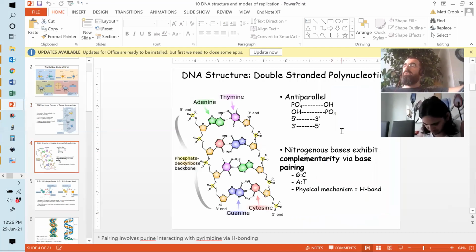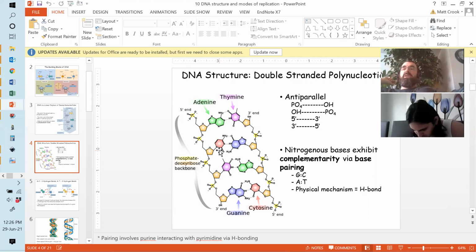Again, as recap, anti-parallel, right? So one strand is going in one direction, one strand's going the other one. That's going to be something we'll hit as an issue in DNA replication in either today or on Thursday. And we have hydrogen bonds kind of sticking these two strands together via the bases.